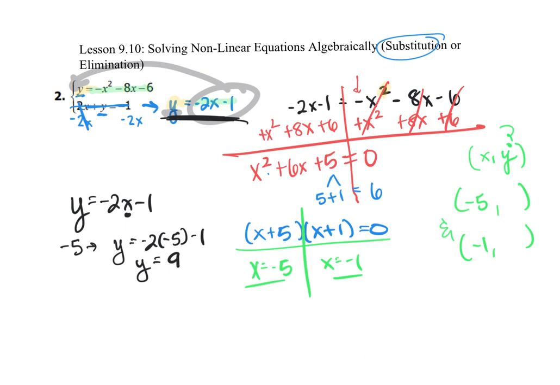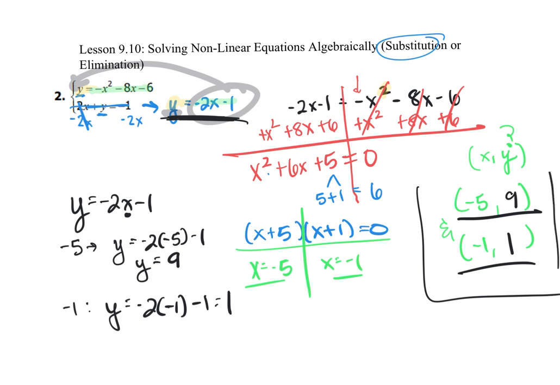So I'll go back to my ordered pair that I was starting to build with my answer. When x is negative 5, y is positive 9. Okay, now we need to plug negative 1 in. So we're saying y is equal to negative 2 times negative 1, which would be positive 2, minus 1 is equal to 1. So we have another ordered pair when x is negative 1, y is positive 1.